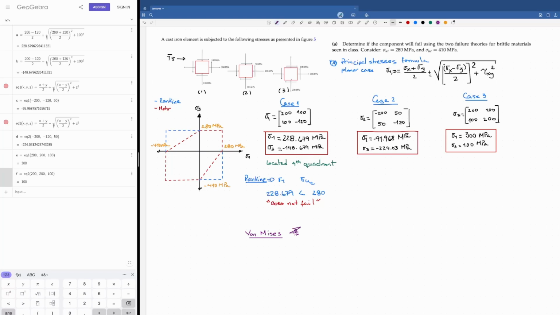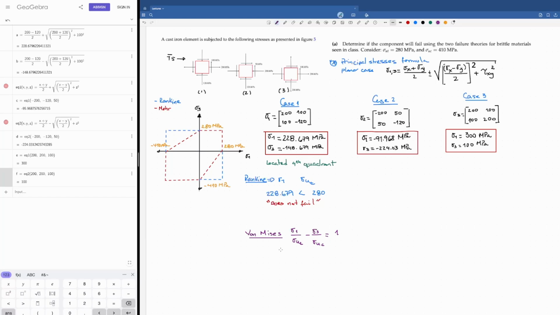Sigma 1, let me write it better, sigma 1 divided by the ultimate strength in tension, minus, because this is the equation of a straight line, so this has to be minus this one here, divided by the ultimate strength in compression, and that has to be compared with 1. Let me write a more beautiful one here. All right.